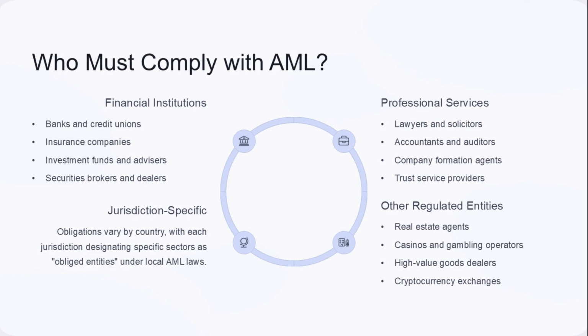AML compliance is required across a wide range of institutions, including banks, insurance companies, and professional services like lawyers and accountants. Obligations vary by country, with each jurisdiction designating specific sectors as obliged entities under local AML laws. Other regulated entities include real estate agents, casinos, and cryptocurrency exchanges.